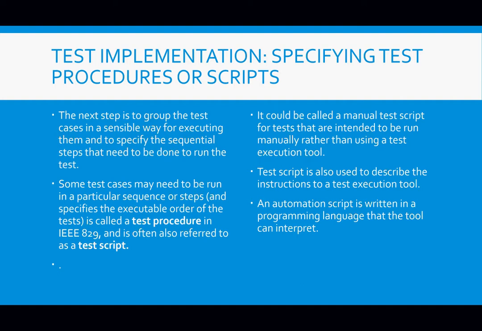Now, after that, what do you need to do? Test implementation, specifying your test process. The next step is to group your test cases into different groups. You have your test condition, let's say a login. When you want to test a login, you bring in different steps: click on this, click on that. All these are different processes you need to go through.